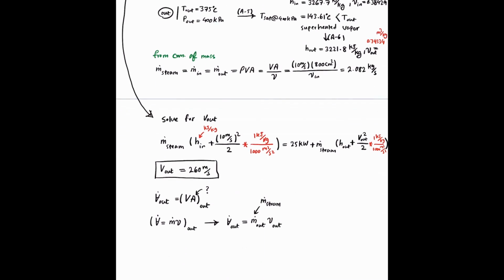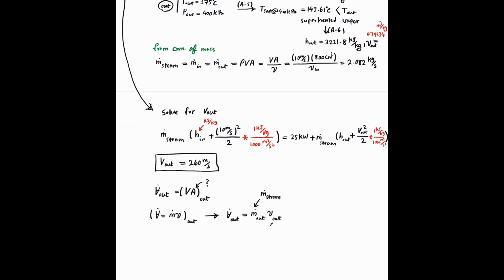So I have this number, I'm going to plug it in here, knowing that steam was superheated vapor at the outlet using table A6, and solve for V dot out. It is going to be equal to 1.55 meter cubed divided by second.